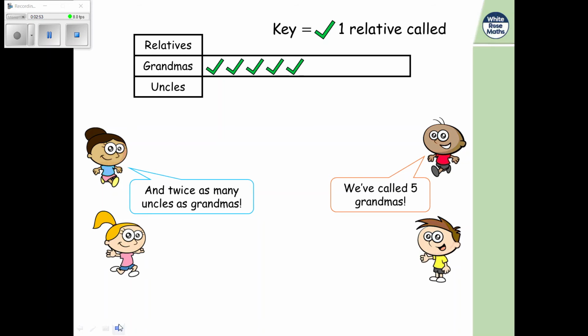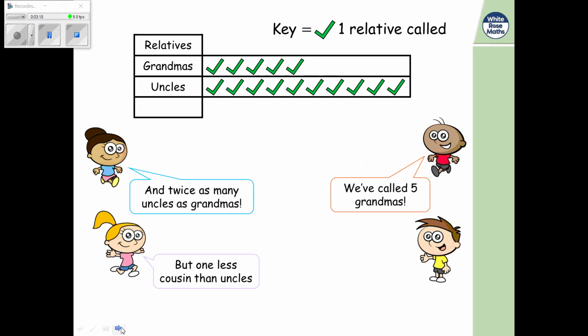Then it said uncles. And twice as many uncles as grandmas. So who can have a little think? Twice as many. So 2 5s, what is that? Have a little think. Well, 5 add 5 is 10. Or you could double 5, which is also 10. So we know we need 5 and then double that. 1, 2, 3, 4, 5. So there are 10 there altogether.